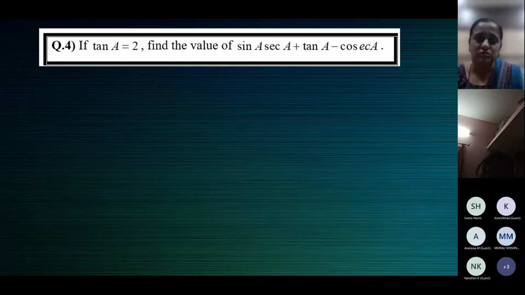Tan A is equal to 2. Use a right triangle to represent this information. Use Pythagoras theorem, find the missing side. And find sin A, secant A, tan A, and cosecant A. Find the values of the ratios sin A, secant A, cosecant A; tan A is given. Using the right triangle, find these values. Use the values and evaluate. Simple.